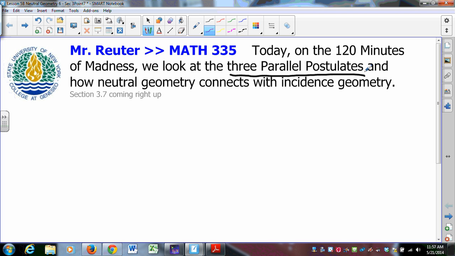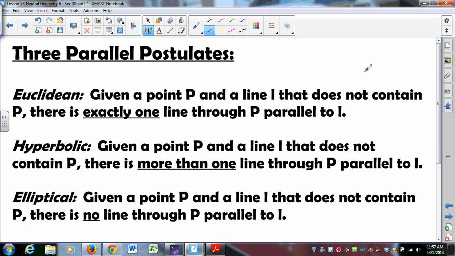So by way of reminder, because there's no way you have forgotten these, three parallel postulates. They are mutually exclusive. One of them has to be true in any geometry you create, but not more than one. They are the trichotomy. The Euclidean parallel postulate: given a point and a line, there is exactly one line through the point parallel to the line. In the hyperbolic version, there's more than one parallel line. In the elliptical, there is no line parallel to the given line through the given point.